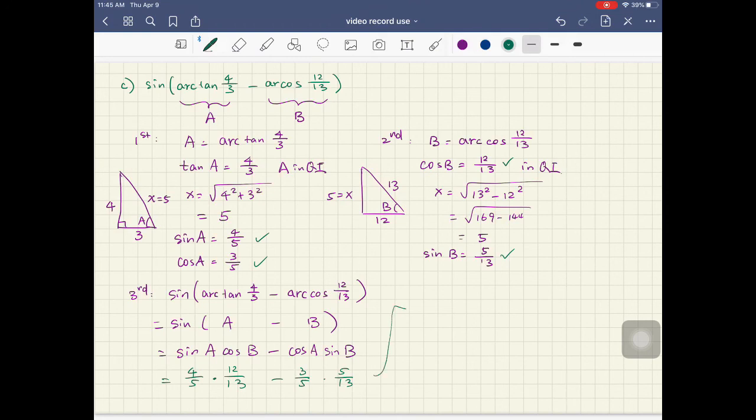So multiplying them together, I end up with 48 over 65 minus 15 over 65. Actually, I shouldn't simplify it. So I end up with 33 over 65.